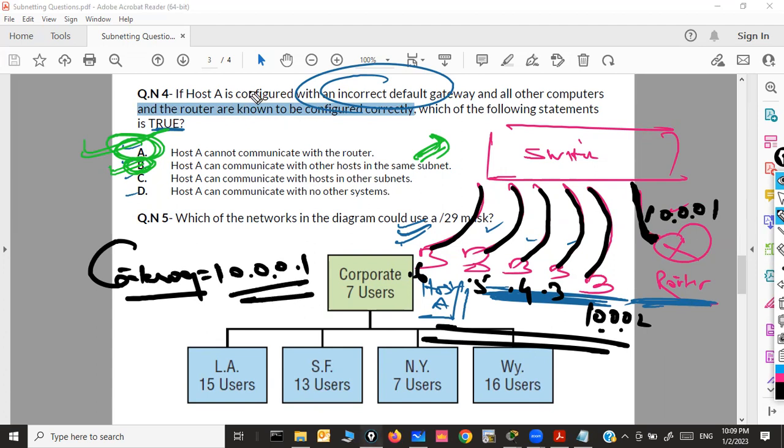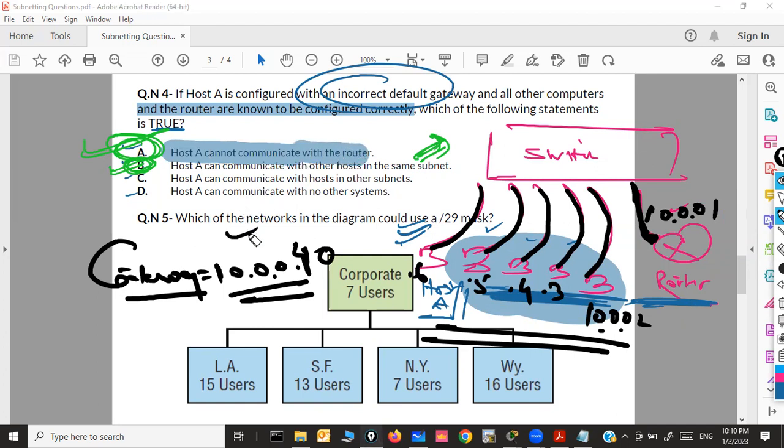The question here is, host A is configured with an incorrect gateway. Let's say I've configured host A with the gateway 10.0.0.40. Fine. Wrong gateway address, right? The gateway address is not correct, and the other host devices have the proper gateway address configured. So they all have the proper gateway address except one host. Now, the statement that host A cannot communicate with the router is incorrect.